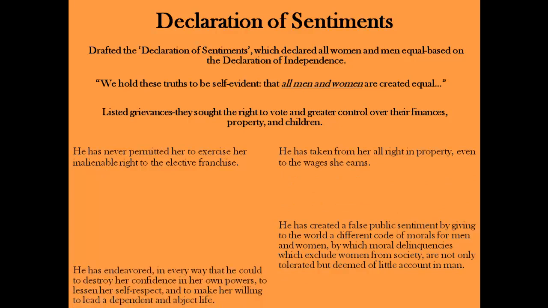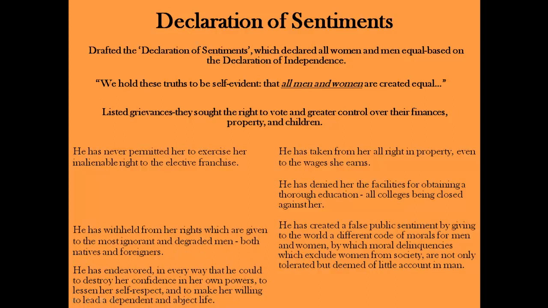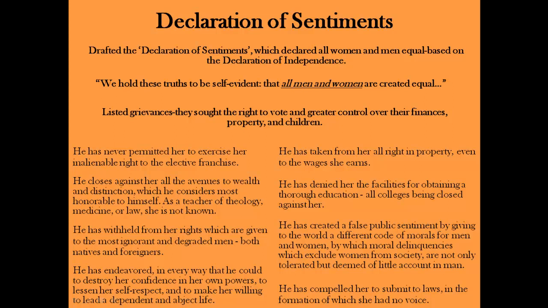Basically, they argued that men had forced women into dependency, had denied them the opportunity to go to college, had denied women the same rights provided to Native Americans and foreigners, who, according to the women at Seneca Falls, were the most ignorant and degraded in American society. They had kept women out of the political process and had denied them the opportunity to be pastors, preachers, doctors, and lawyers.